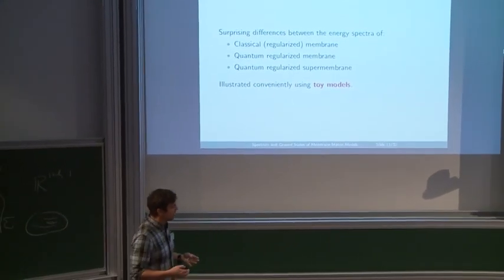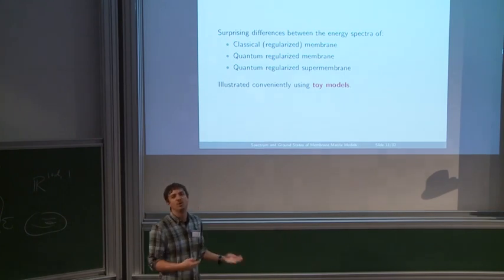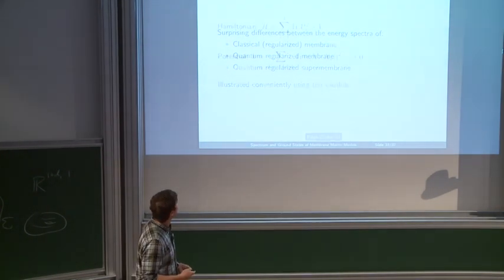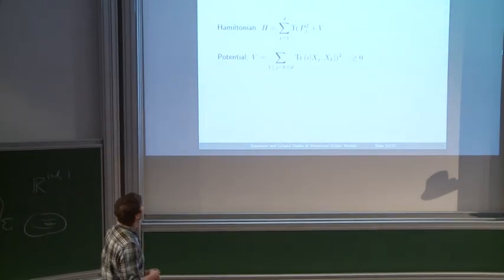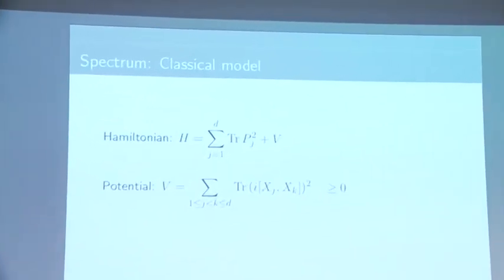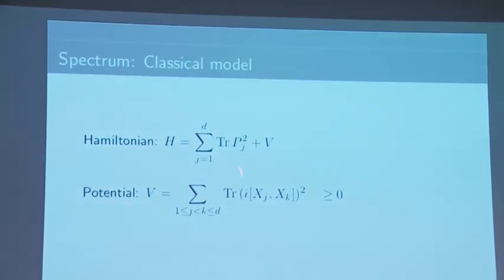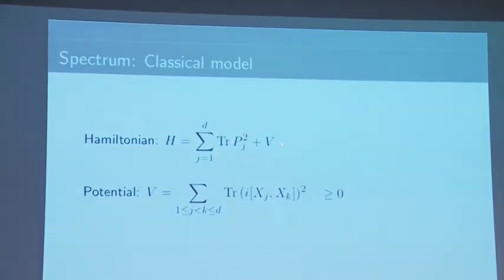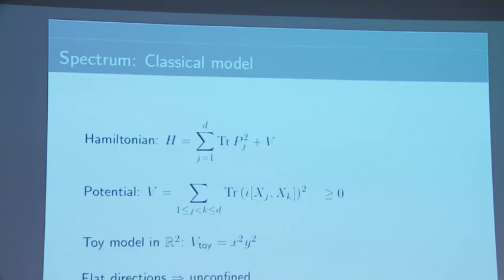And one way to understand these differences is using toy models, which has been very fruitful. So if we start with the classical model, we have this Hamiltonian again, the trace of these momenta, and then the potential, which we should note is a non-negative potential here. And a toy model that you can keep in mind, so if maybe I can write it here.